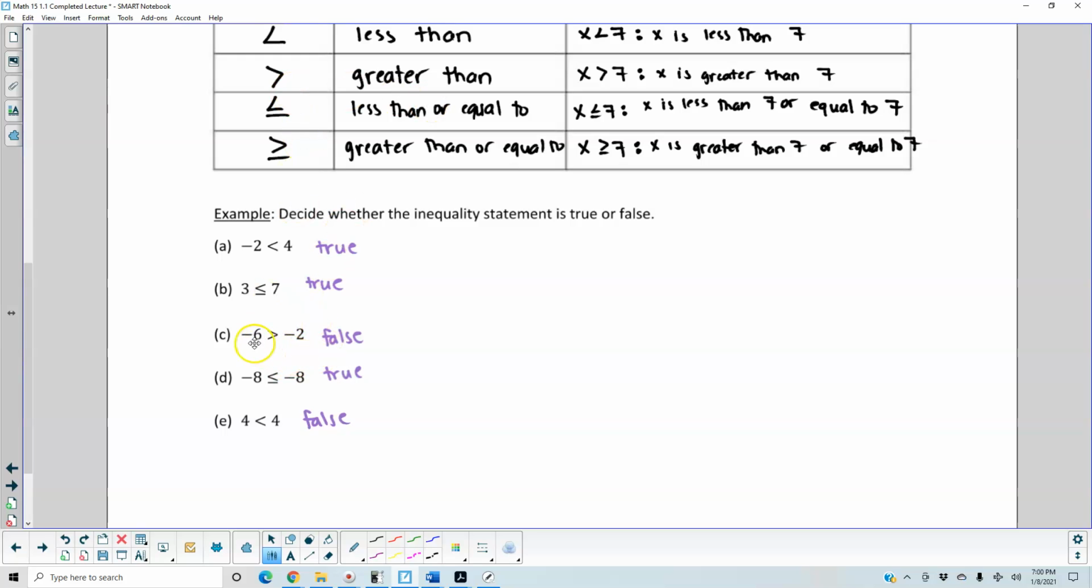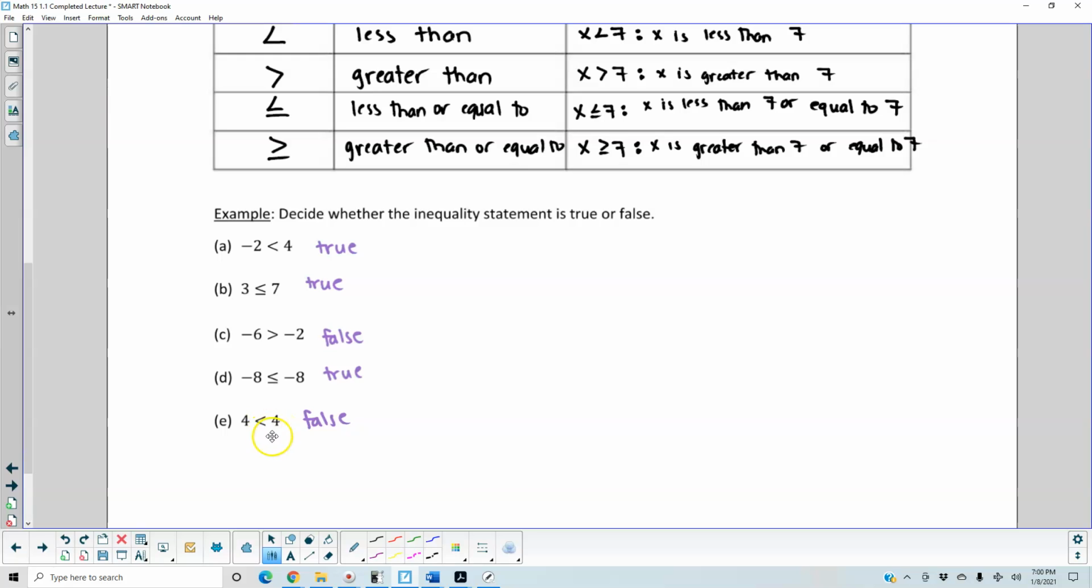Part C, this is saying that -6 is greater than -2. Well, that's false, because -6 is to the left of -2. In part D, -8 is less than or equal to -8. Well, -8 is not less than -8, but it satisfies the equality because -8 is equal to -8, which is why it is true.